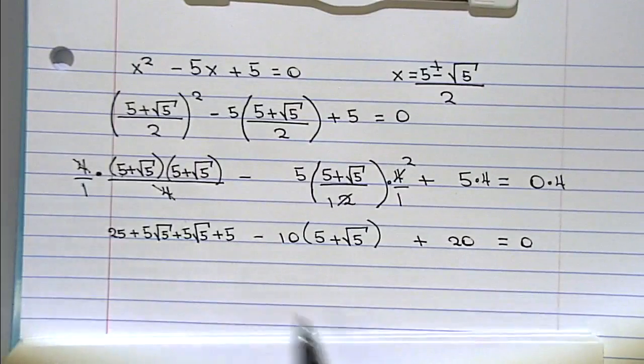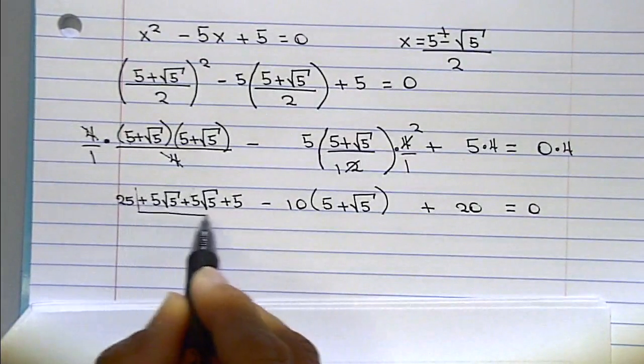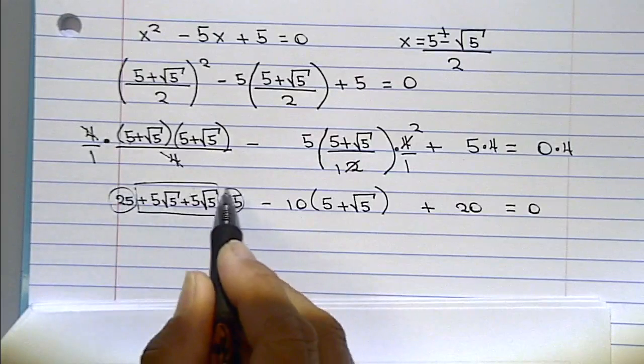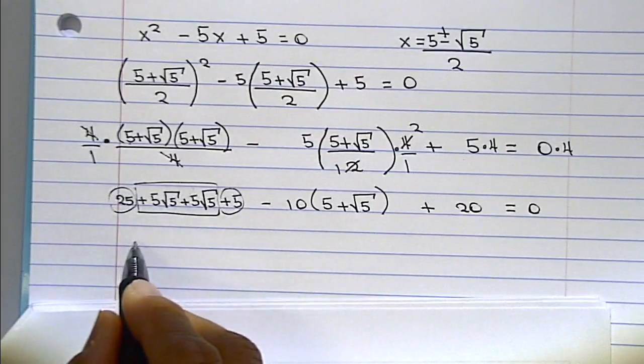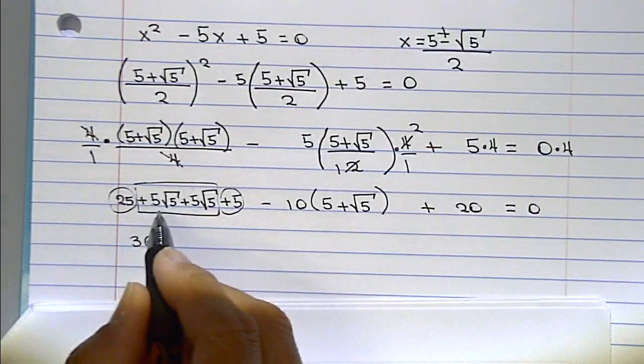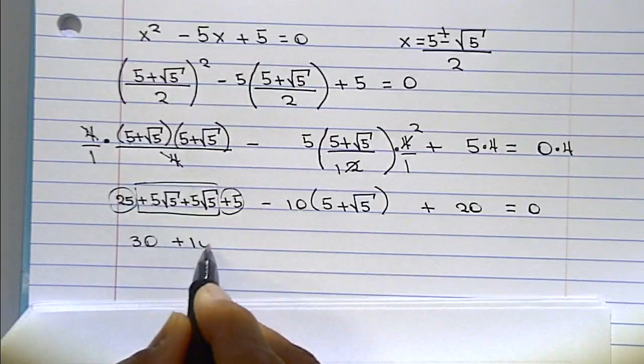Okay, so here I can simplify still further. Over here I can put these two square root of 5s together, can't I? And I can also put this 20 and this 5 together. I'll simplify a little bit as I go. 25 and 5 is going to give me a 30. And then if I add 5 times the square root of 5 plus 5 times the square root of 5, I get 10 square root of 5s, right?